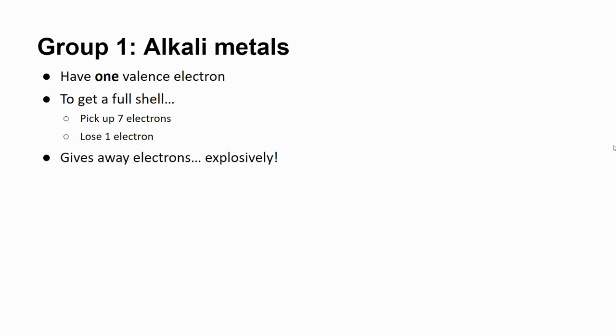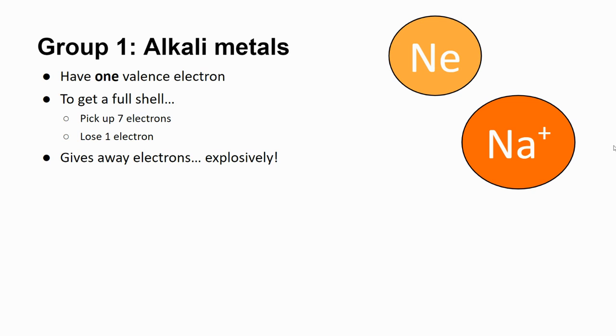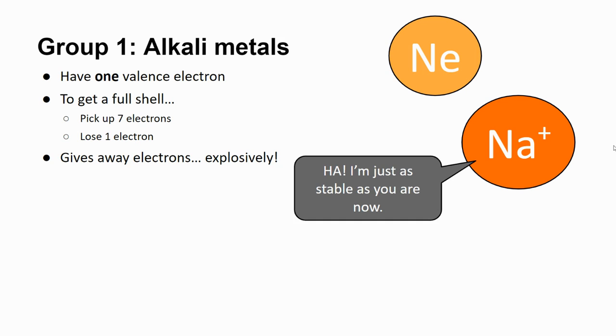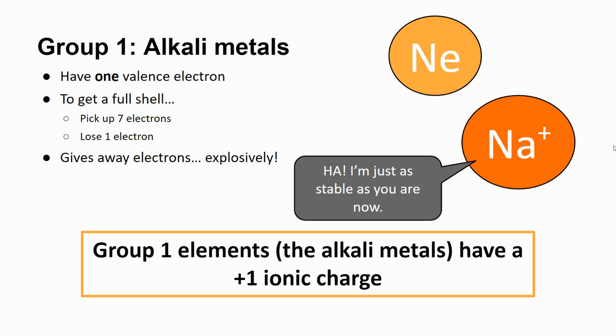So alkali metals always give away their electron, and they're very explosive when they do so and can react violently just in water. So for example, sodium in group 1 on the periodic table would donate or get rid of 1 electron, becoming positively charged and acting like neon. So on your periodic table, you should note that the group 1 elements, the alkali metals, would have a +1 ionic charge.